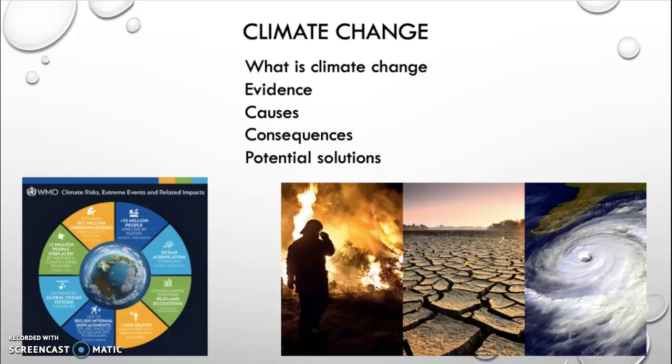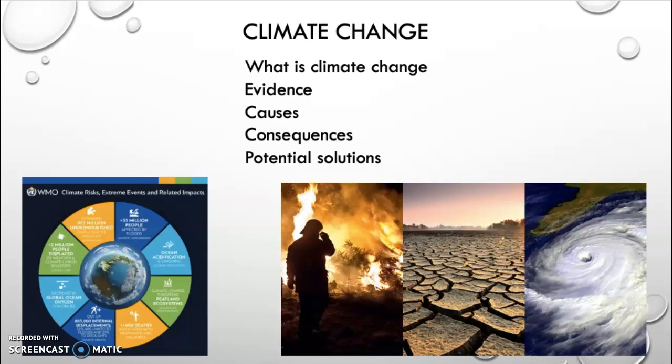It is impacting us right now. What are the health implications? What are the financial implications? What are the ecosystem implications or problems that will arise from all of these issues associated with climate change? And then, most importantly, what can we do? What are some potential solutions to climate change?